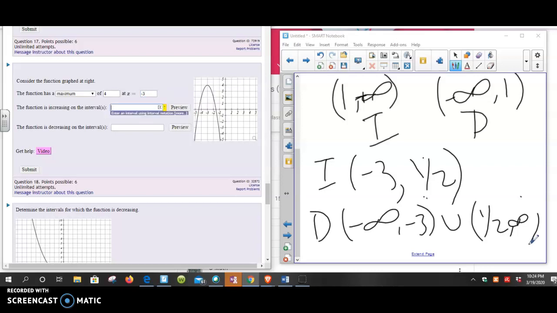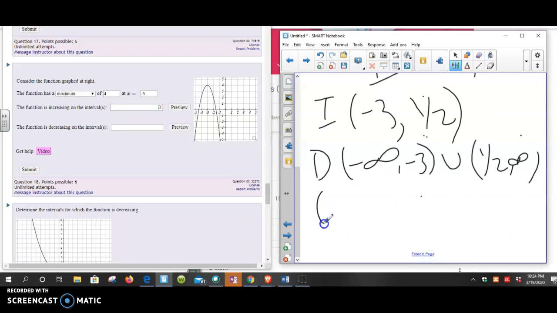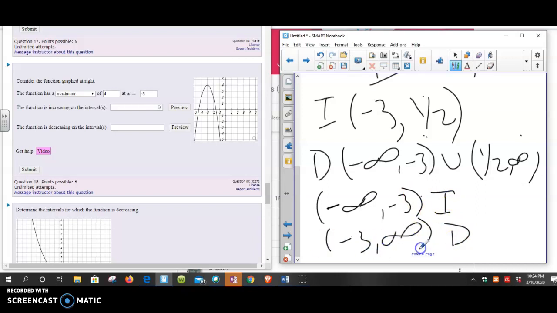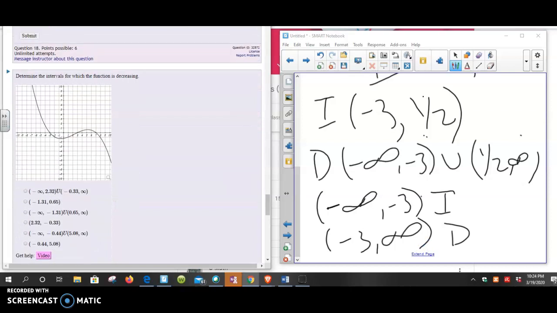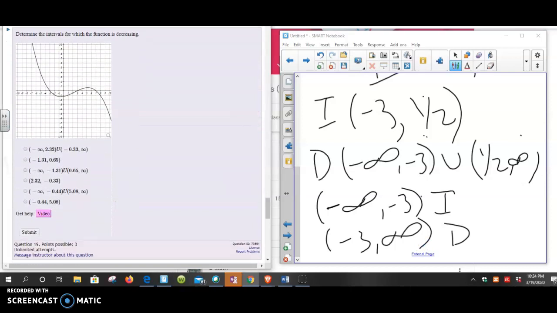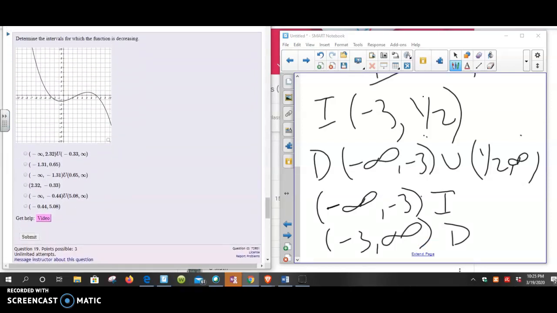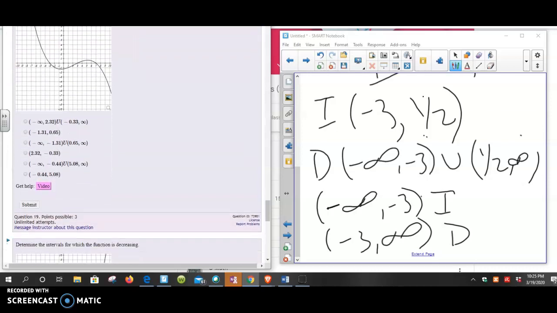The function is increasing on the interval. I don't want to waste time with the buttons on the computer, but it's going to be negative infinity up till -3. That's increasing, and decreasing is going to be -3 to positive infinity. And I think we're on 19 maybe. I'm not sure. Yeah, 19. Okay.